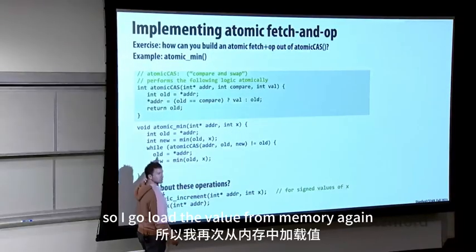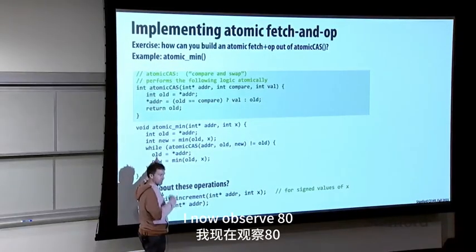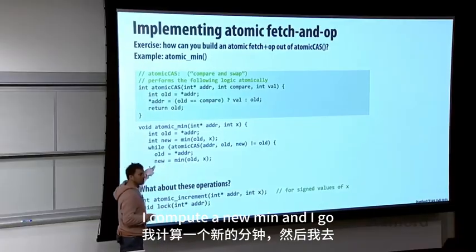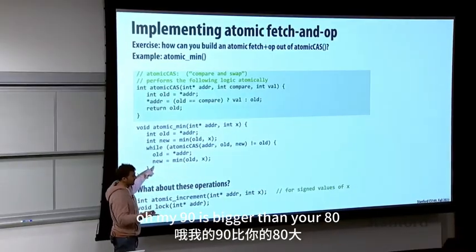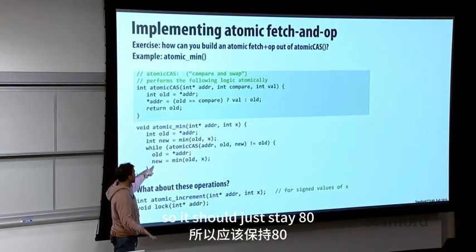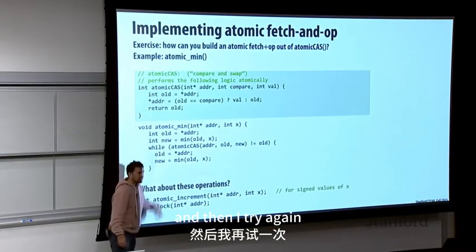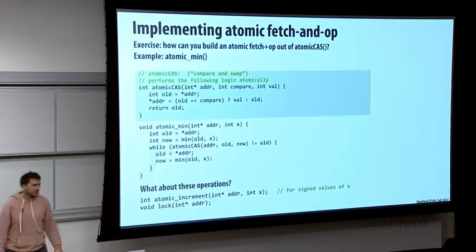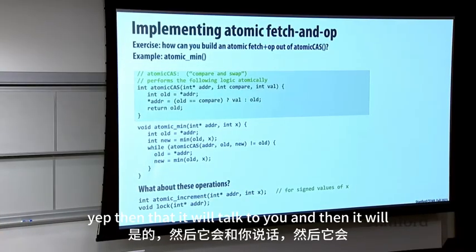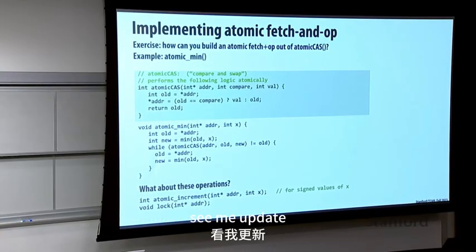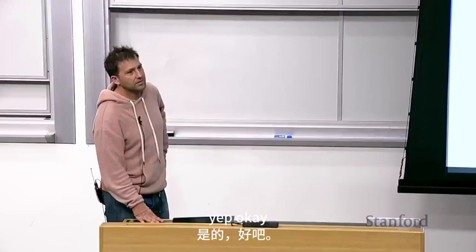So I go load the value from memory again. I now observe 80. I compute a new min, and I go, my 90 is bigger than your 80, so it should just stay 80. And then I try again. If that was the case of like 95, then it would go through and then it would see the update. Yep. Okay.